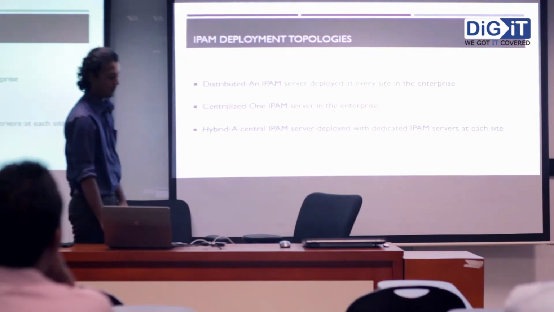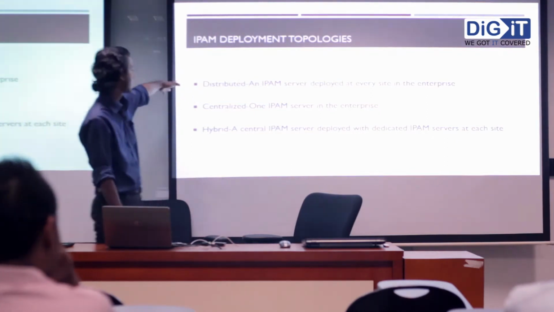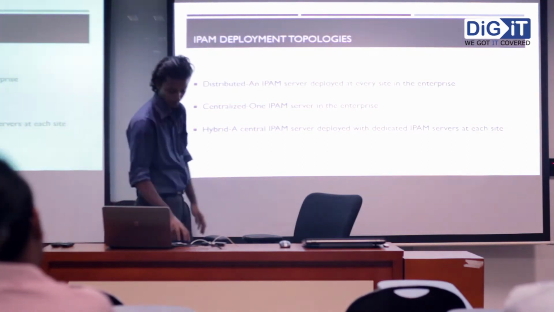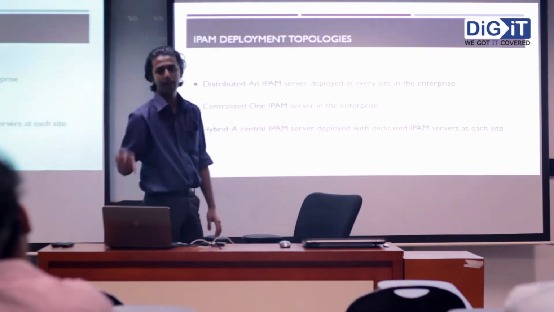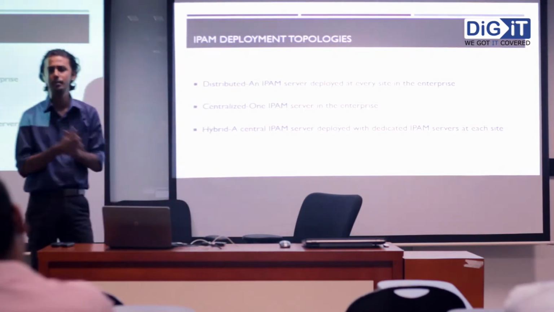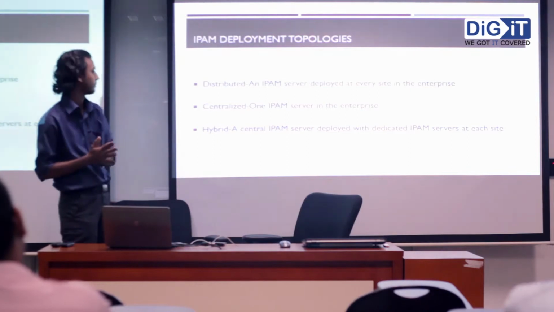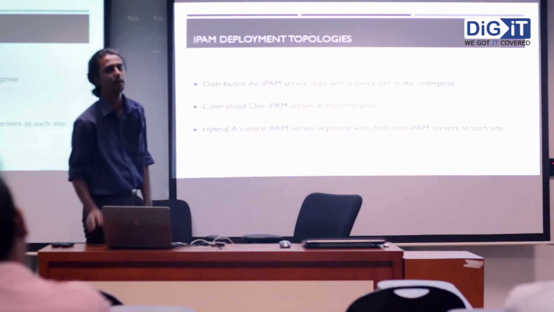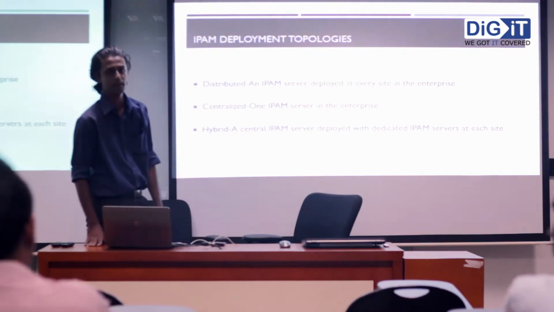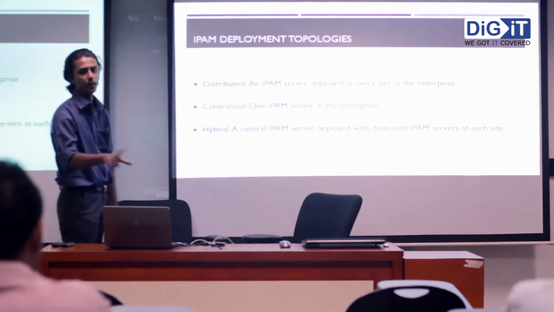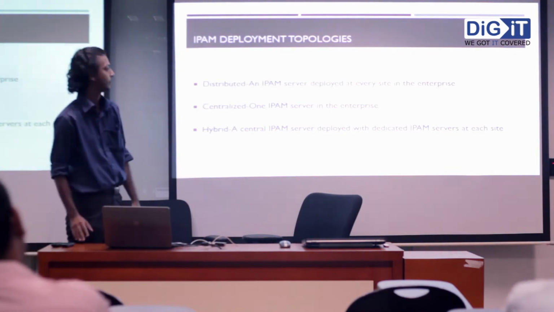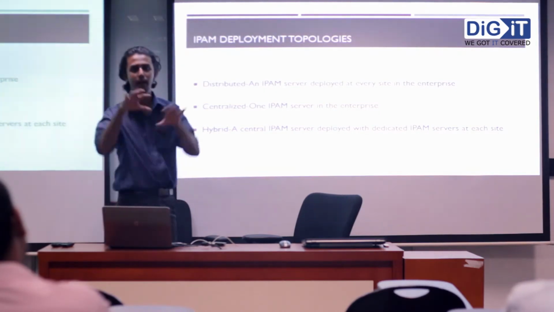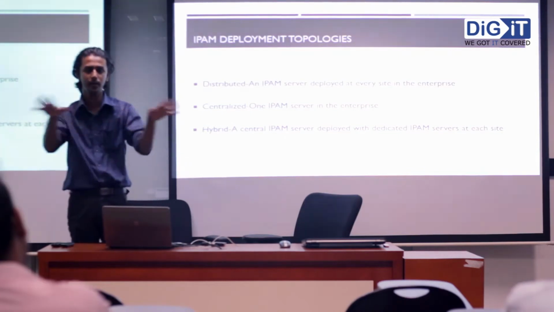When you are installing the IPAM server, there are three options: distributed, centralized, and hybrid. In the distributed option, we have to install IPAM servers on each of your sites, say head office, branch office 1, branch office 2, branch office 3, like that. In a centralized one, using a single IPAM server, we can manage multiple DHCP servers and DNS servers located in your branch offices as well as your head office. Then in a hybrid environment, using a central IPAM server, you can manage all the other IPAM servers which are in the branch offices.